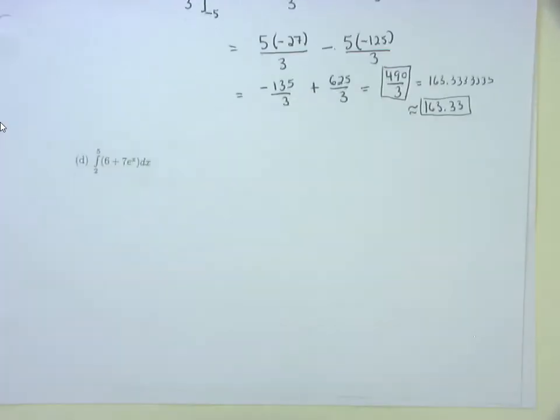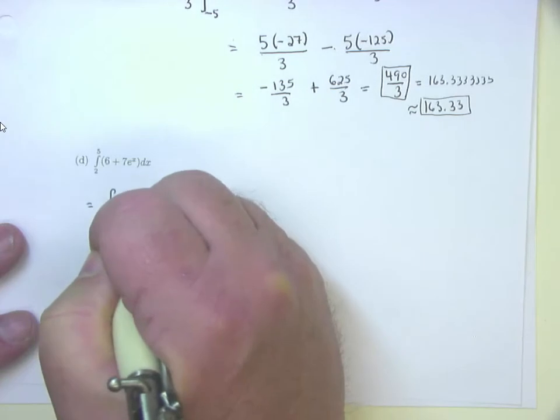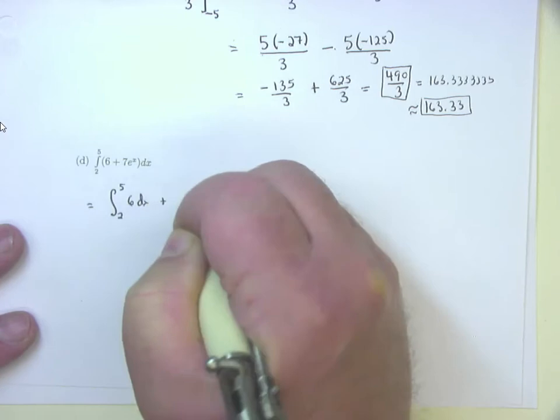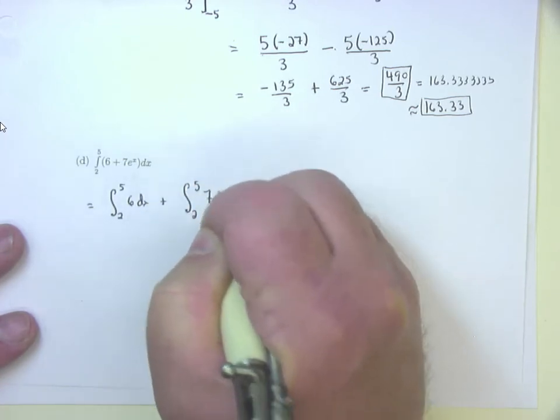Take a look at this guy here. The integral from 2 to 5 of 6 plus 7 e to the x dx. Now, I know you're thinking u-substitution, but don't. There's no power on this thing or anything, but you do have 2 terms that are being added. So you can clean this up, and this will become the integral from 2 to 5 of 6 dx plus the integral from 2 to 5 of 7 e to the x dx.